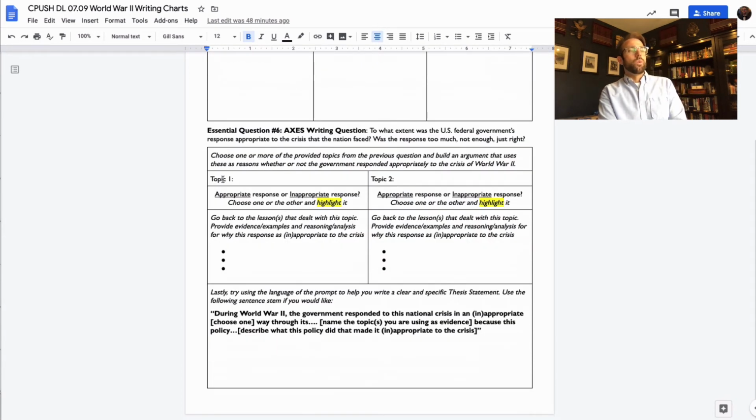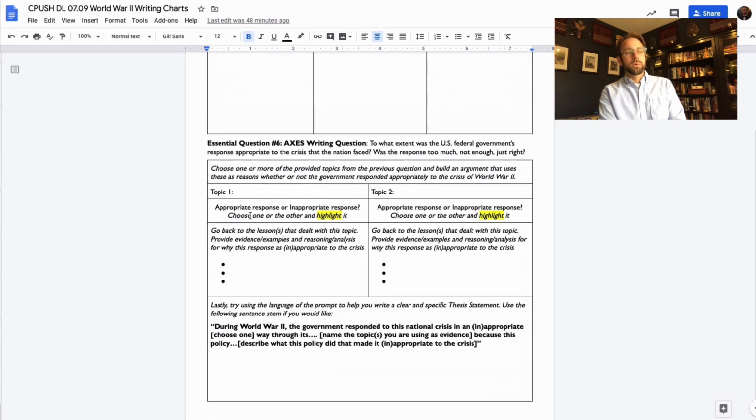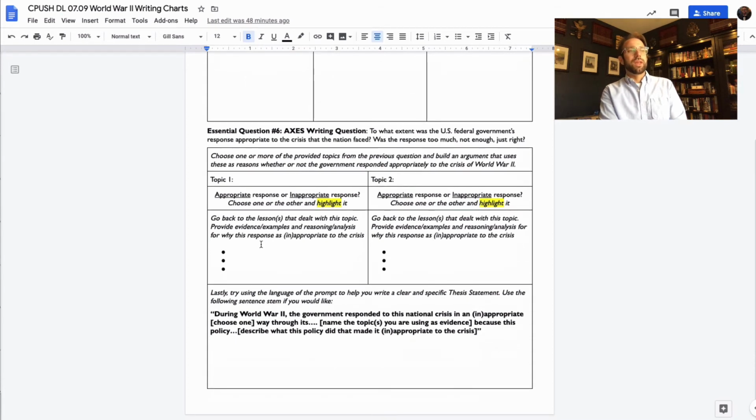So decide, was what we did here, based on the details you put right here, the appropriate response or inappropriate response? Highlight which one you think it is. Then you can go back to the work you did in the lesson. Remember, there was at least 1 lesson on each of those things. Provide examples and evidence that support your decision that the government did the appropriate, correct thing or the inappropriate, wrong decision and how they moved forward with it. Try to find a few reasons or claims there, and that's ultimately the evidence that you will be providing when you write your axes paragraph.